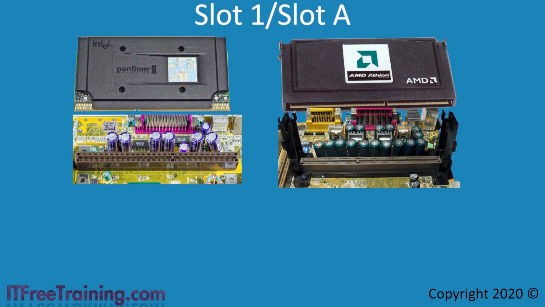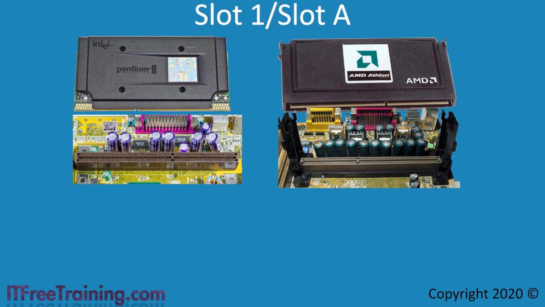AMD released Slot A in response to Intel. It had the same number of pins as Slot 1, however, it was not electrically compatible. This essentially meant that an Intel motherboard could not be used with an AMD CPU. This change had already started a year before this, with the release of the AMD SuperSocket 7. However, with the release of Slot 1 and Slot A, this really highlighted that both companies were going in different directions in relation to motherboard and CPU compatibility.